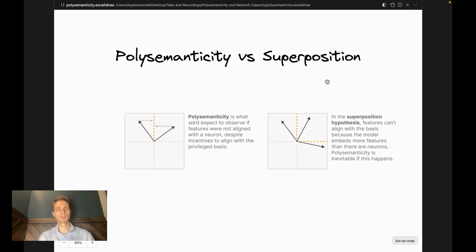Having discussed polysemanticity, let's have a look at how it's different from superposition. In polysemanticity, what we observe is that the features don't line up with the neurons, even though they might have an incentive to do so. In superposition, the superposition hypothesis says the features can't really align with the basis because there are simply too many features that we're trying to put in the embedding space.